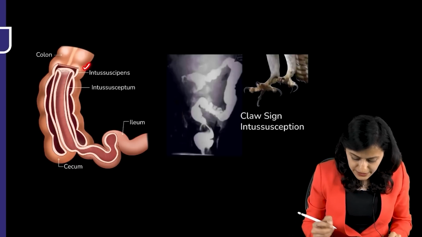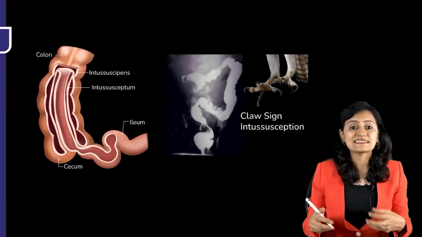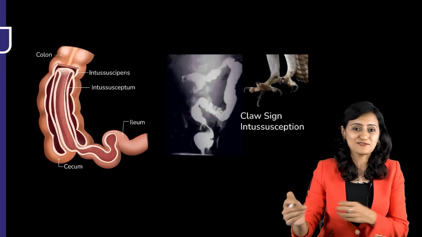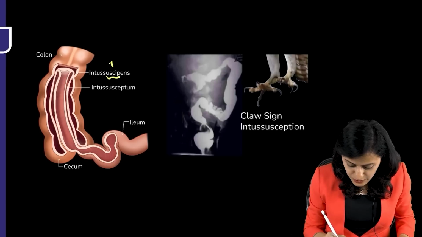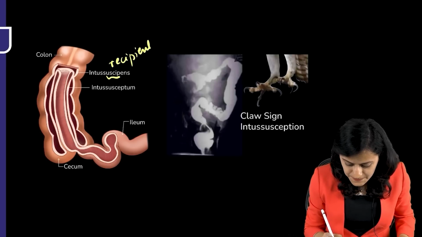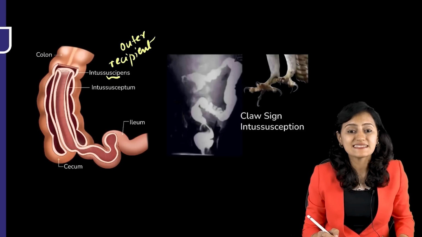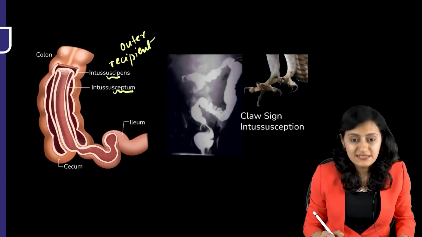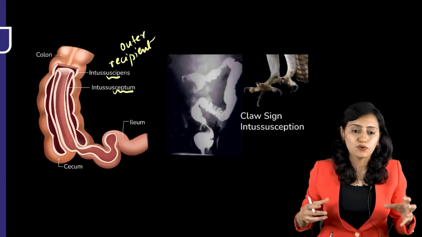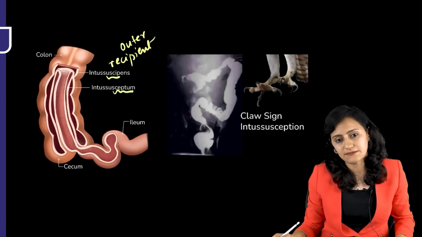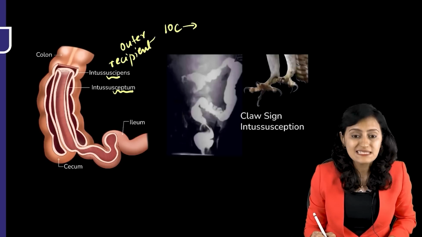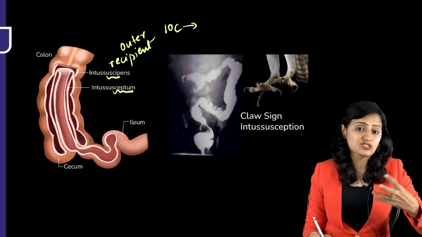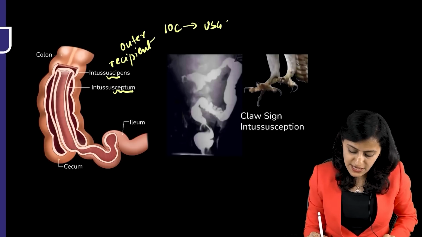The outer one is called as intussuscipiens. Even that sounds confusing, which is intussusceptum and intussuscipiens. So remember that the outer one is the recipient. So that is intussuscipiens. The inner one is the intussusceptum. The one which is going inside is the intussusceptum. Now, what is the investigation of choice for intussusception? Especially in a child, it is ultrasound, right?